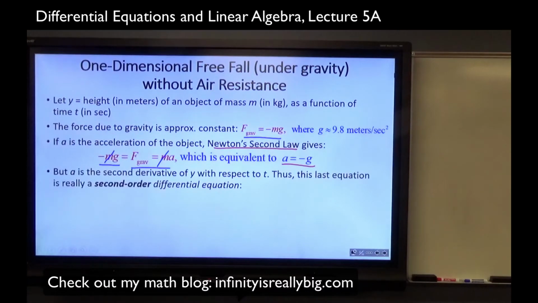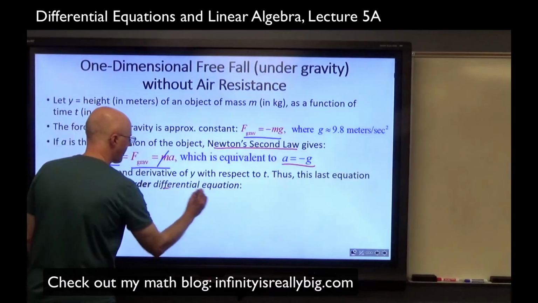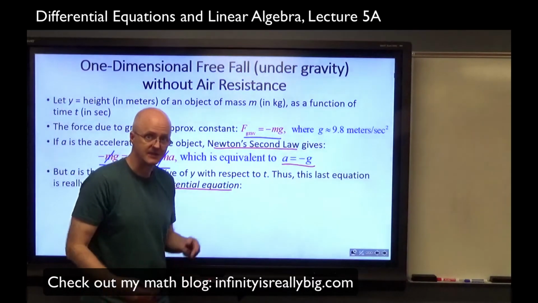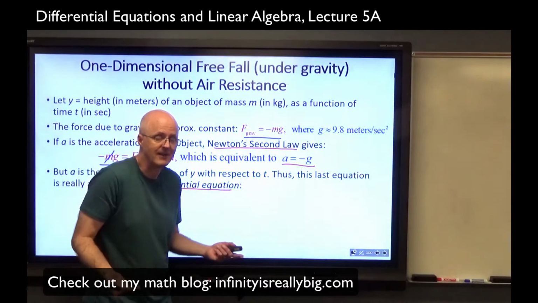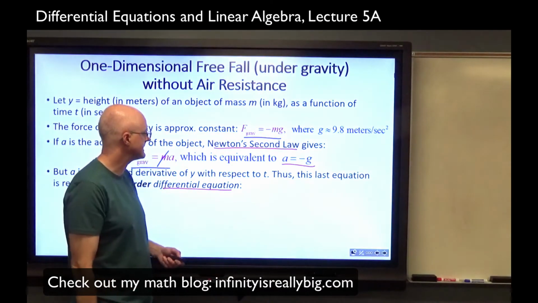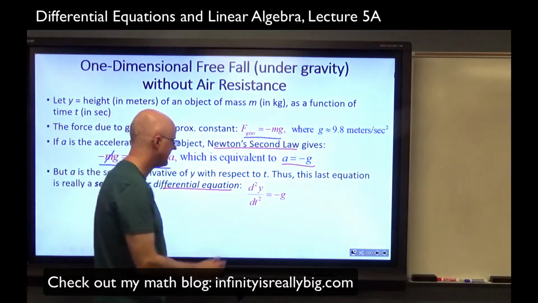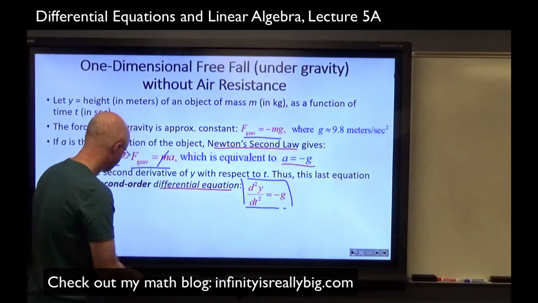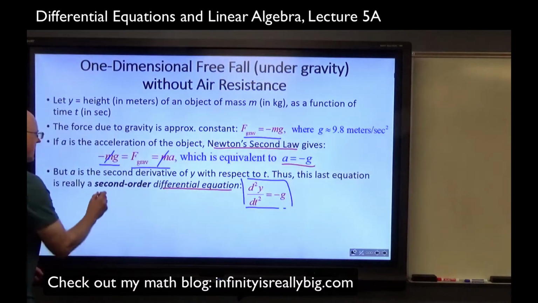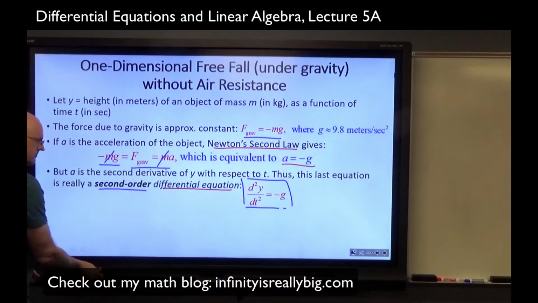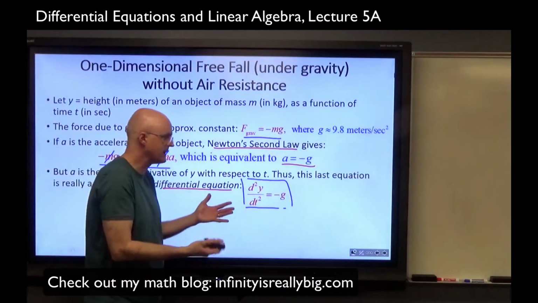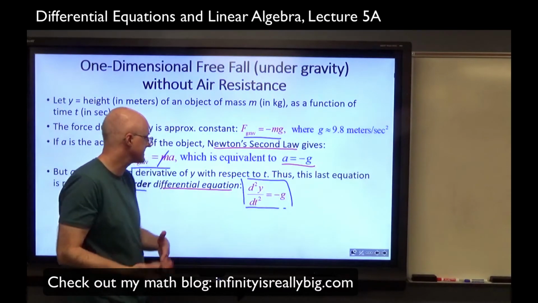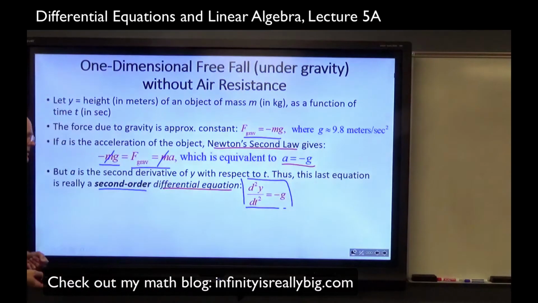That thing really is a differential equation. Why? Because a, the acceleration, is a derivative of y with respect to t. It's, in fact, a second derivative of y with respect to t. Here is our differential equation modeling the situation. It's called a second order differential equation because the highest degree of a derivative is a second derivative. There's no third derivatives or fourth derivatives, etc. That's called a second order differential equation.